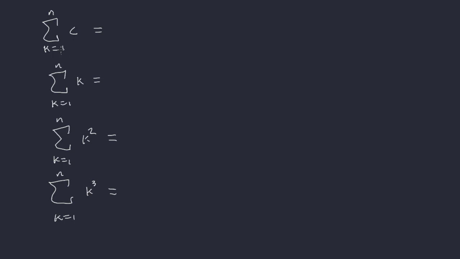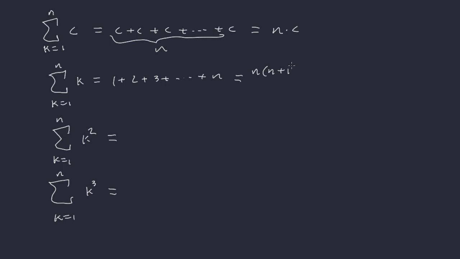So say we want to sum up a constant from 1 to n. That's going to be c plus c plus c plus c, n times. Well, that's the definition of multiplication, so that's just going to be c times n. This one, if you're summing up k from 1 to n, that's 1 plus 2 plus 3 all the way up to plus n. That actually ends up being n times n plus 1 all divided by 2.